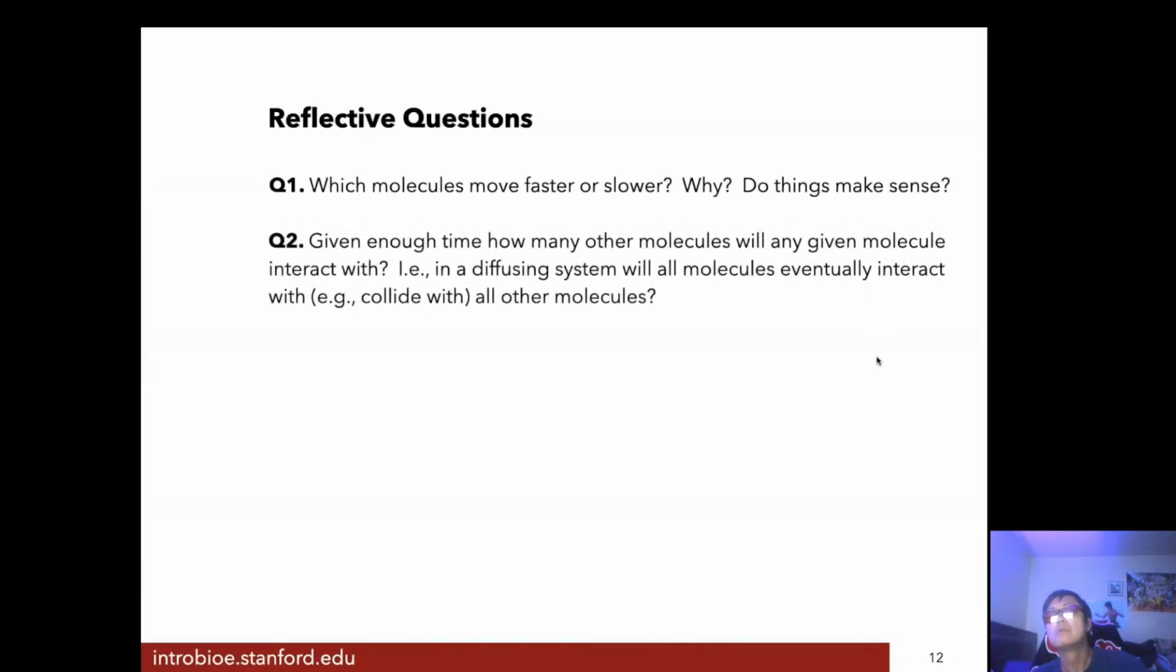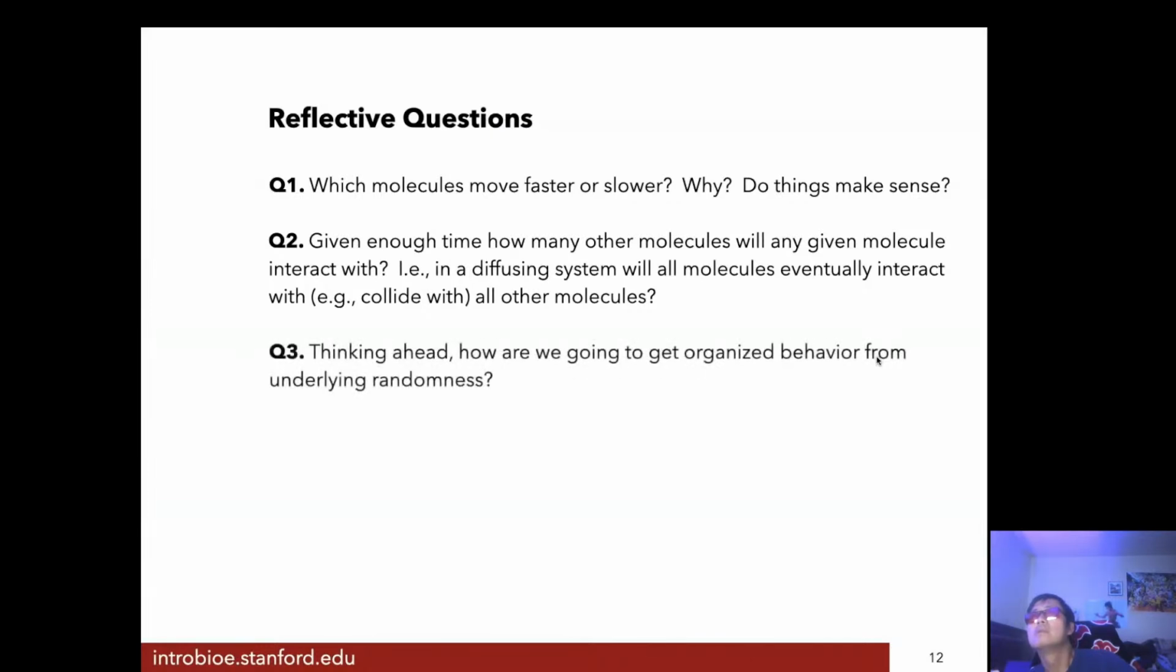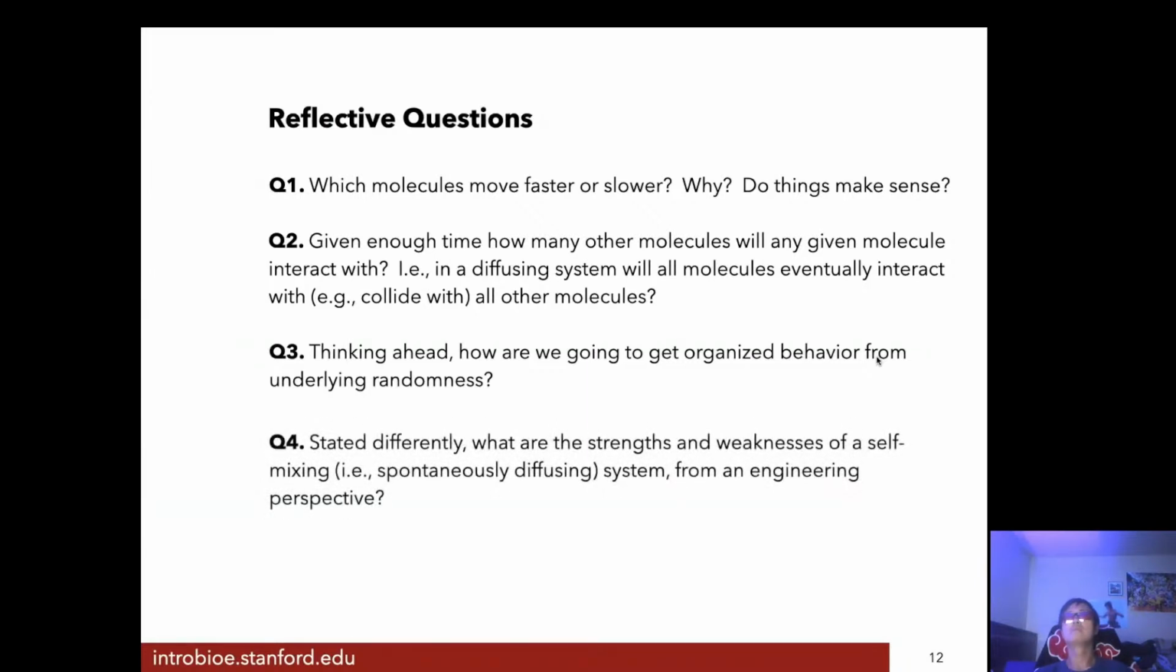Given enough time, how many other molecules will any given molecule interact with? In a diffusing system, will all molecules eventually interact, i.e. collide with everything else? Thinking ahead, how are we going to get organized behavior from this underlying randomness or Brownian motion? Stated differently, what's good about this underlying spontaneous self-mixing from an engineering perspective, and what's going to be a challenge? See if you can guess how that might end up.